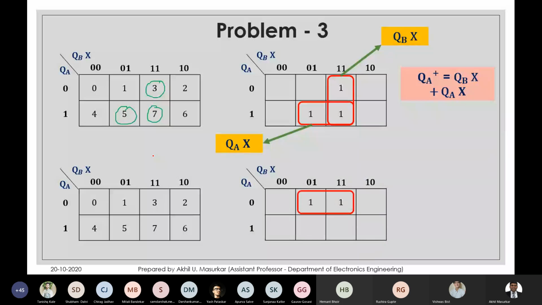And this is just QA bar X. So the first one is for QA plus, the second one is for QB plus. But you will write only the second K-map directly this. And after doing this, now you will go to state reduction. So those who have completed the K-maps also go to state reduction.